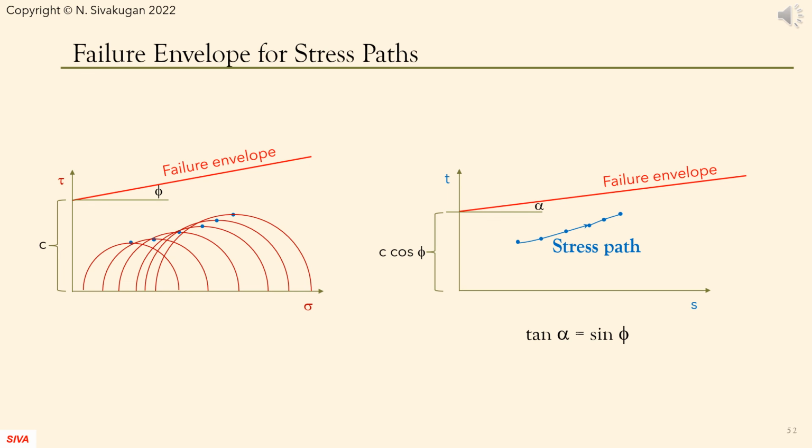The failure envelope in sigma-tau plane becomes a straight line on s-t plane, with intercept of c cos phi on the t-axis. The slope of the line is tan alpha, where tan alpha equals sin phi. It is relatively easy to prove this.